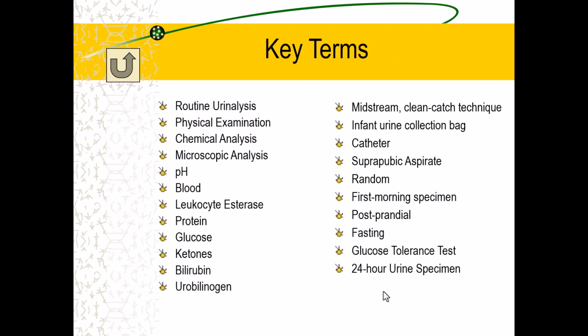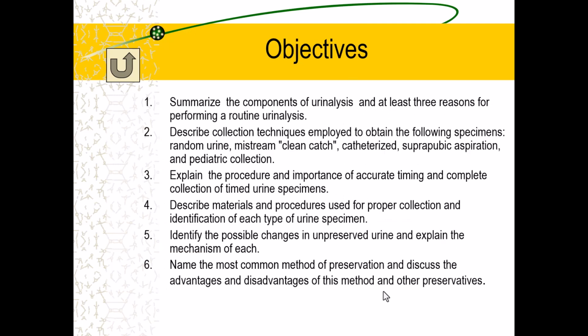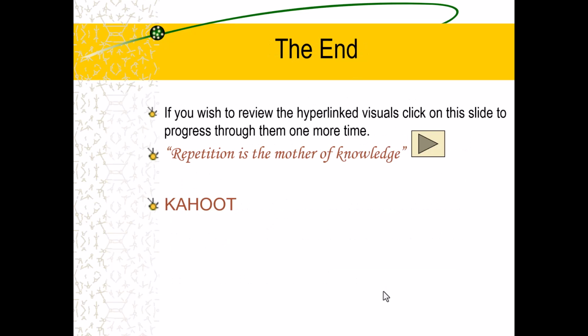Key terms. Make sure when you're studying this unit, you go through all these terms. You know all these terms. Objectives. Make sure you go through all the objectives. All these objectives are also in the Urinalysis Blackboard. You can print them out. It's a great place to study for your quizzes, because they go over all of these things and all these questions. So make sure you know your objectives.